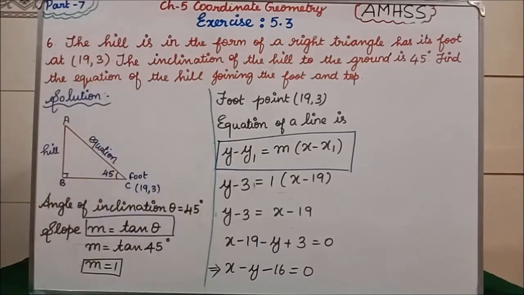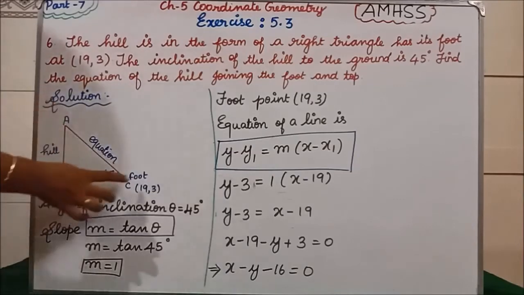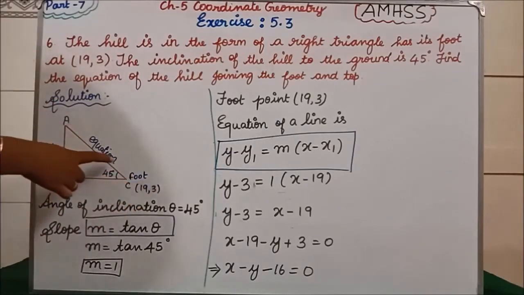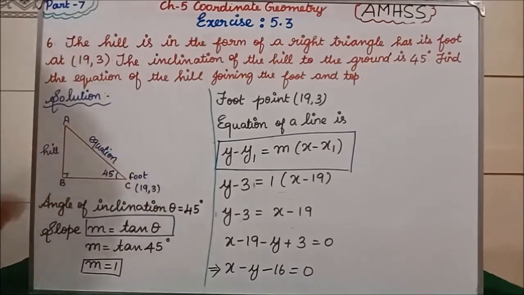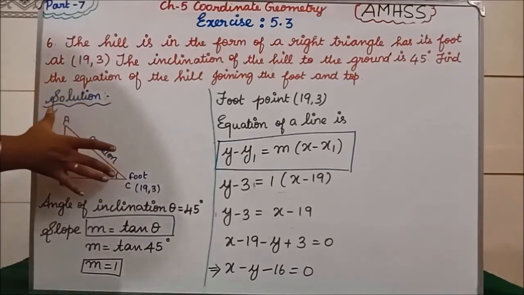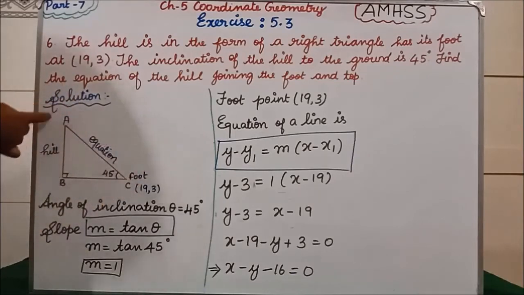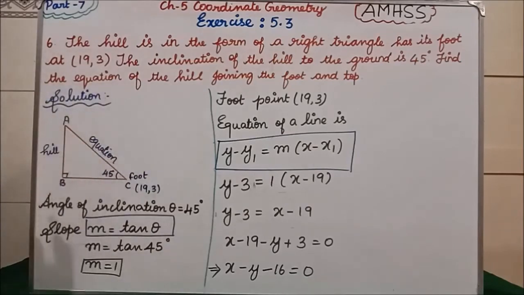Here is the question. The hill is in the form of a right triangle. The foot point given is (19, 3), it makes an angle of 45 degrees, and it joins one line, joining the foot and the top. So the equation of that straight line we have to find. Clear? Now first, they have given the angle of inclination theta equal to 45 degrees.